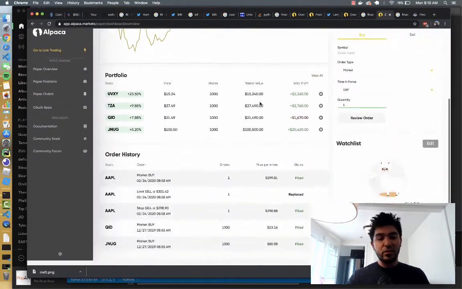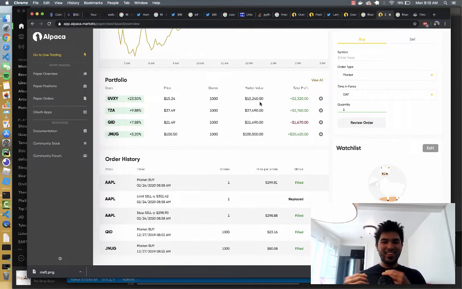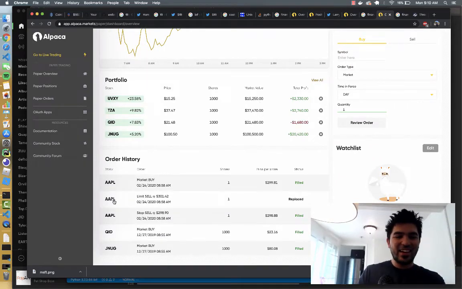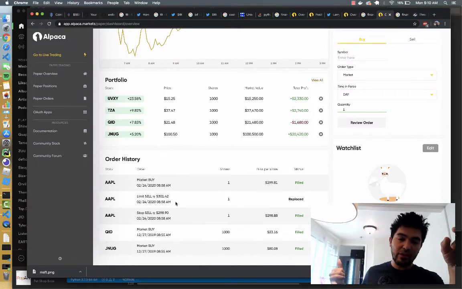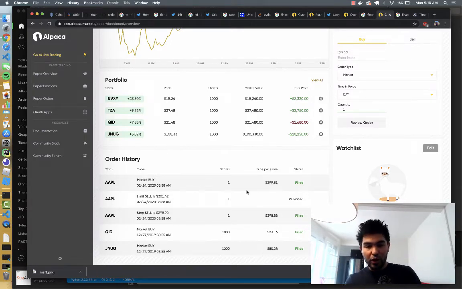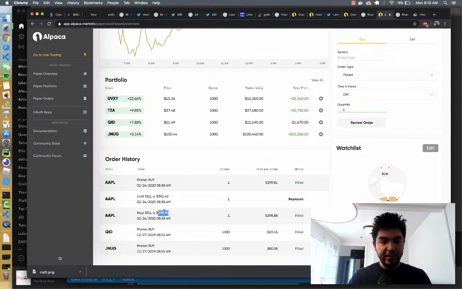So that's great. But the important part of this video, not to show off about that, is that we placed our Apple bracket trade based on those three reversal candles. We placed a market buy. The third candlestick was at 299.81. We placed that order and it filled. Then we also placed a stop sell and a limit sell. We were going to take profit if it reversed to 301.42, and we have a stop loss in place if the price went to 298.90.